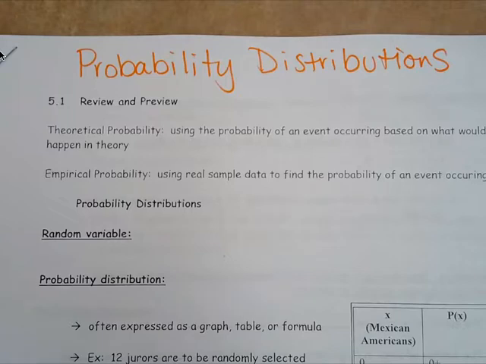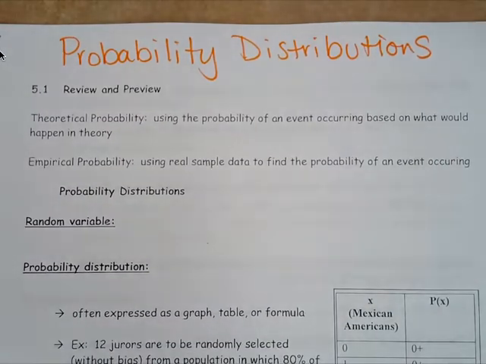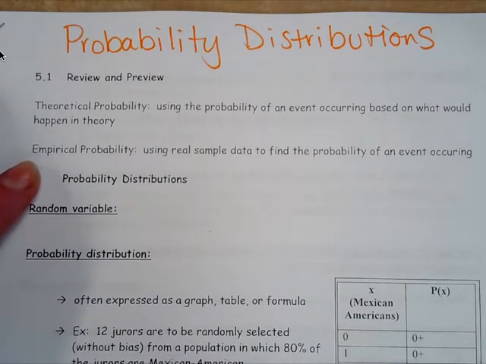So just to review, theoretical probability is using probability of an event occurring based on what would happen in theory. So this is what should happen. If there are 6 numbers on a spinner, probability of getting a 1 is 1 out of 6. Probability of getting an even is 3 out of 6, which is 1/2. So we are going to look at the distribution of probabilities. Empirical probability is experimental, what actually happens. So that's experiments or observations.